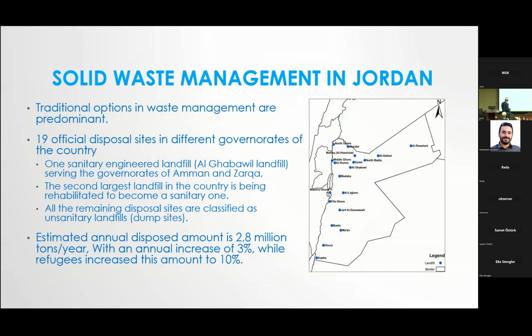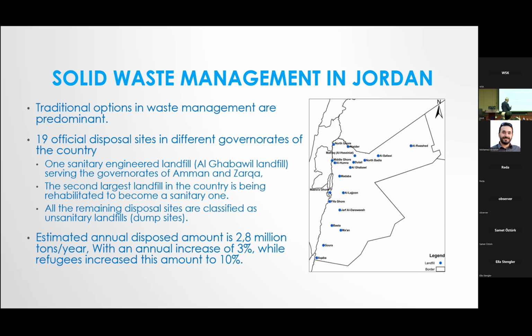As we mentioned, we have a disposal driven approach. We are following only landfilling for 90% of the waste generated, and we have 19 landfills covering the whole country. Only two of them are sanitary landfills, engineered facilities, where we have biogas extraction and a liner. But fortunately, 70% of the waste generated is going to those landfills, because this one is absorbing 50%, which is nearby the capital city of Amman. It receives around 4,000 tons per day.